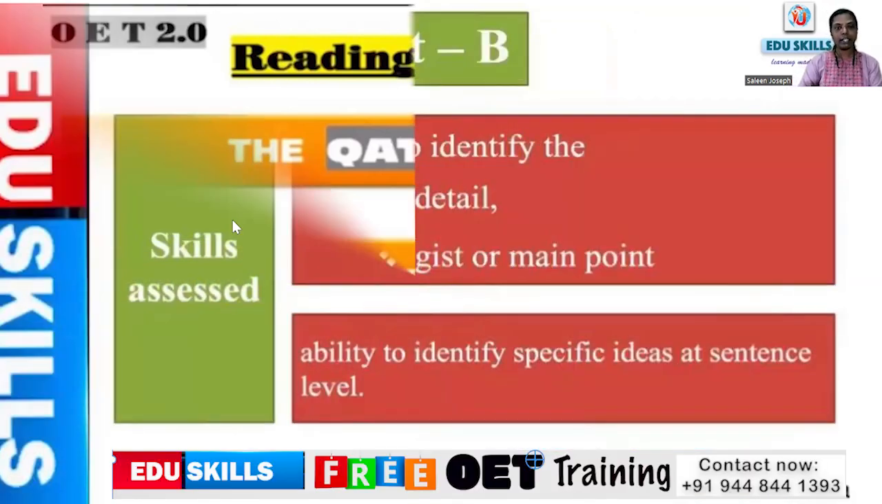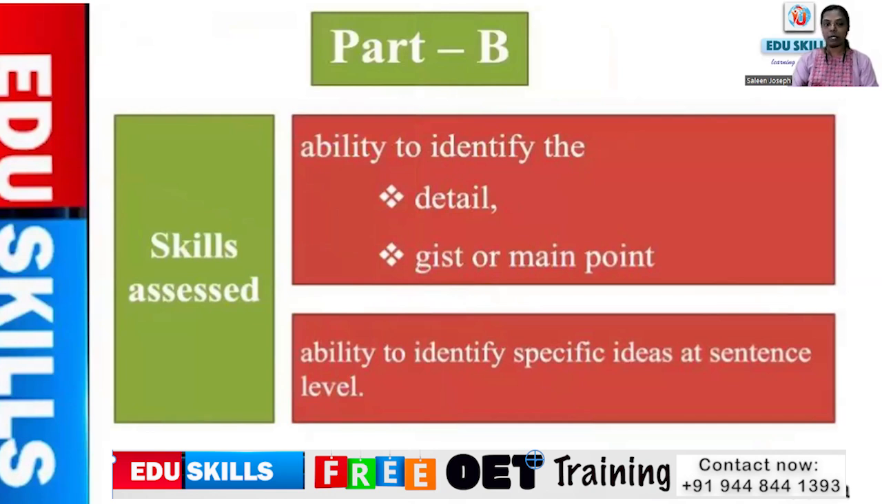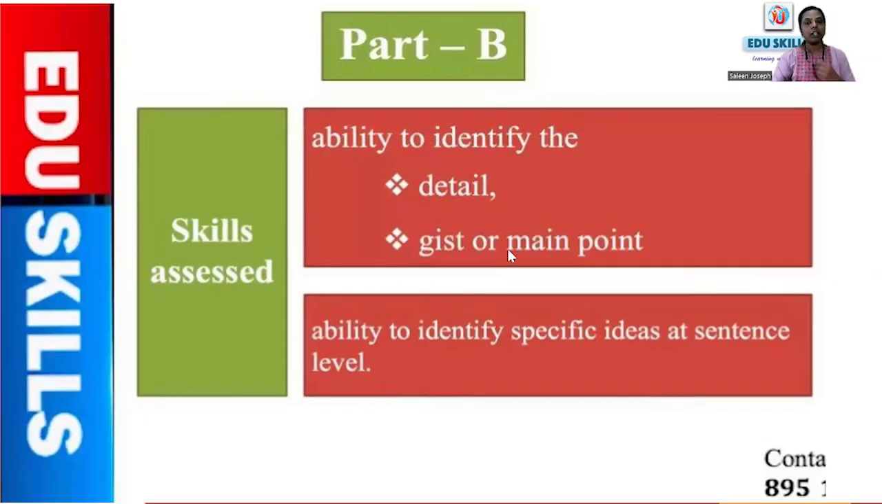Okay. Next, about reading part B, the skills assessed. What are the skills assessed in reading part B? There is the ability to identify the detail and gist or main point of the text. They are testing the candidate's ability to identify the detail of the text and the gist or main point of the text, and also the ability to identify specific ideas at sentence level. These are the skills assessed in part B.